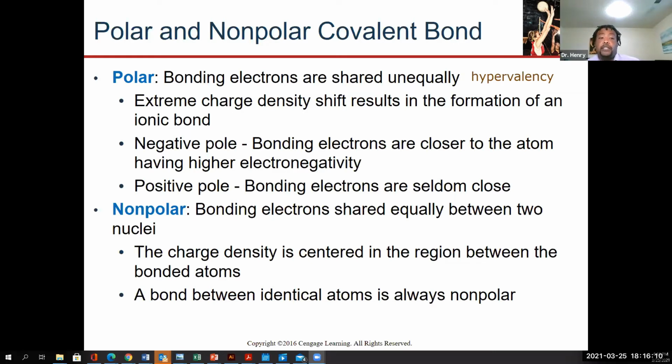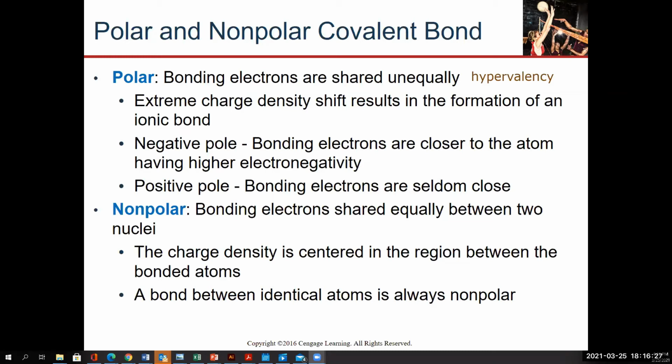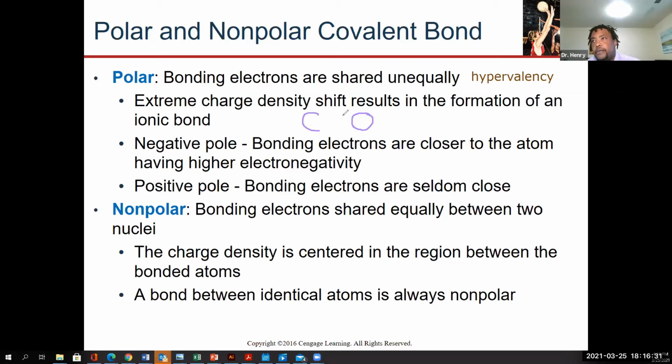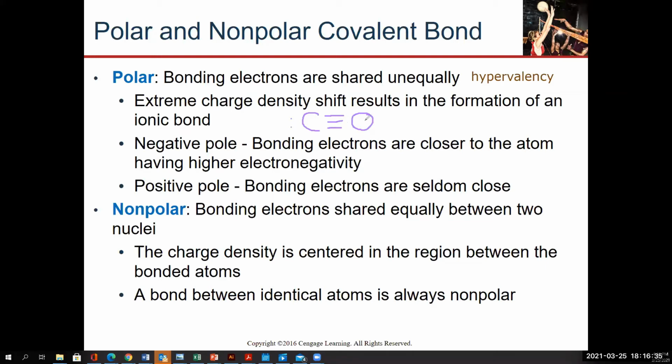We're talking about electrons themselves. Electrons are what's going to be making the bonds. So we have what we call polar covalent bonds. Polar covalent bonds mean uneven sharing of the electrons. One atom is getting the electron more than the other. So let's say, for instance, we have carbon monoxide. Carbon monoxide, if we draw the Lewis dot structure, would be like this.